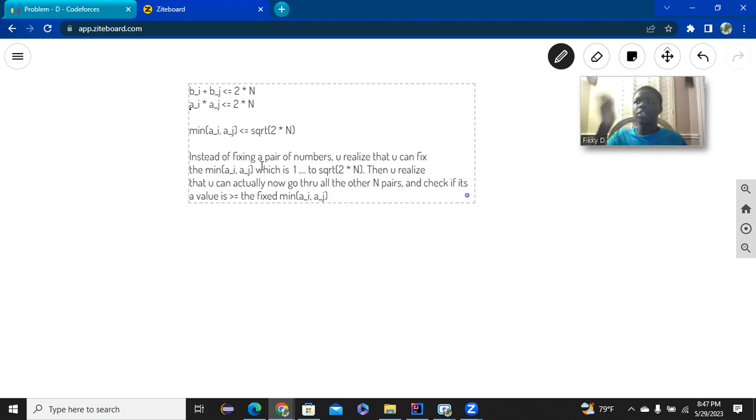Now we have a fixed minimum of between those numbers, and now fixing that, we have to go through all the other pairs and say, okay, well, we can only take greater than or equal to that number because that's the fixed minimum, right? And there's sort of two cases.